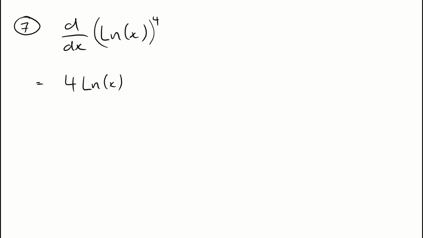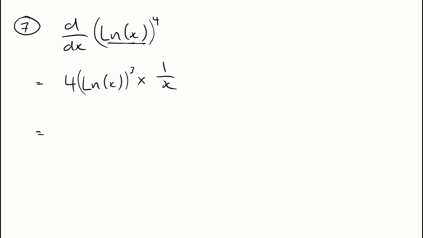Find the derivative of the natural log of x all to the power of 4. Well, if I was to do that, I'd differentiate this thing as if it was just a thingy, like what we did before. So we get 4 times the natural log of x all cubed, multiply by the derivative. So it's a chain rule again. So multiply by the derivative of what's inside. The derivative of the natural log of x is just 1 on x.